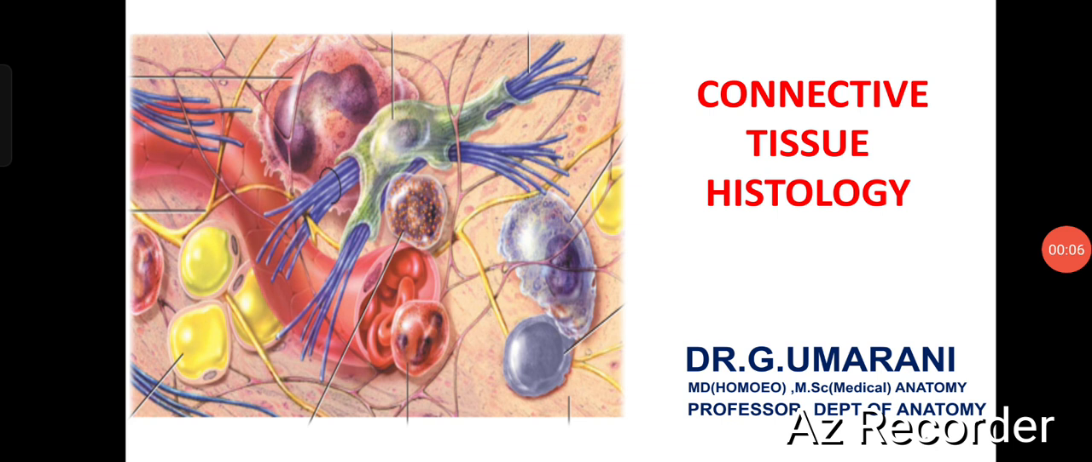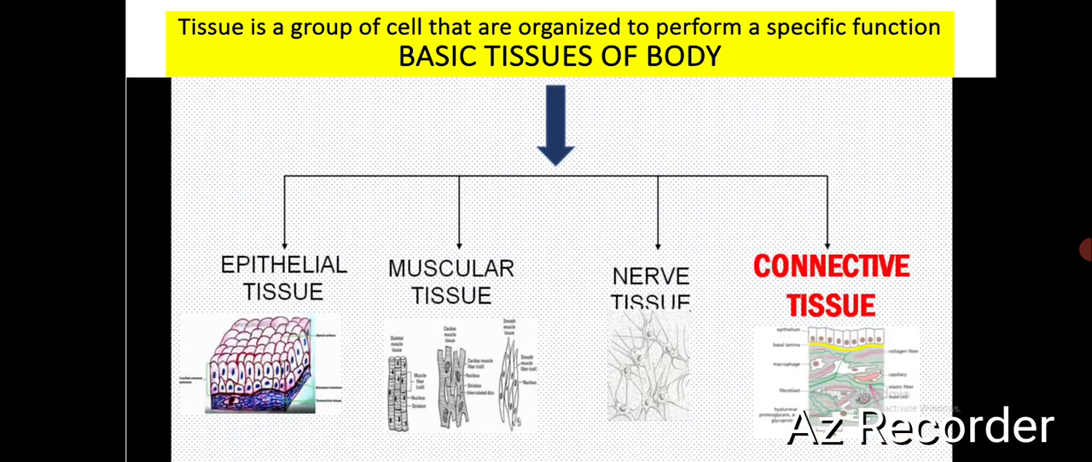Hello everyone. This video is about histology of connective tissue. Here I am going to explain about components of connective tissue, classification of connective tissue, microscopic identification of areolar connective tissue, adipose connective tissue, dense connective tissue, and at the end also explain about the basic tissues of our body, which are epithelial tissue, muscular tissue, nervous tissue and connective tissue.